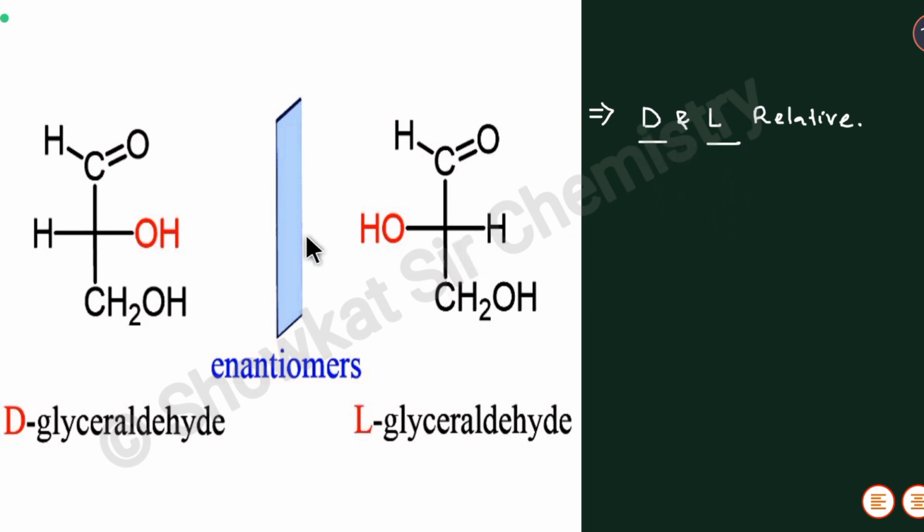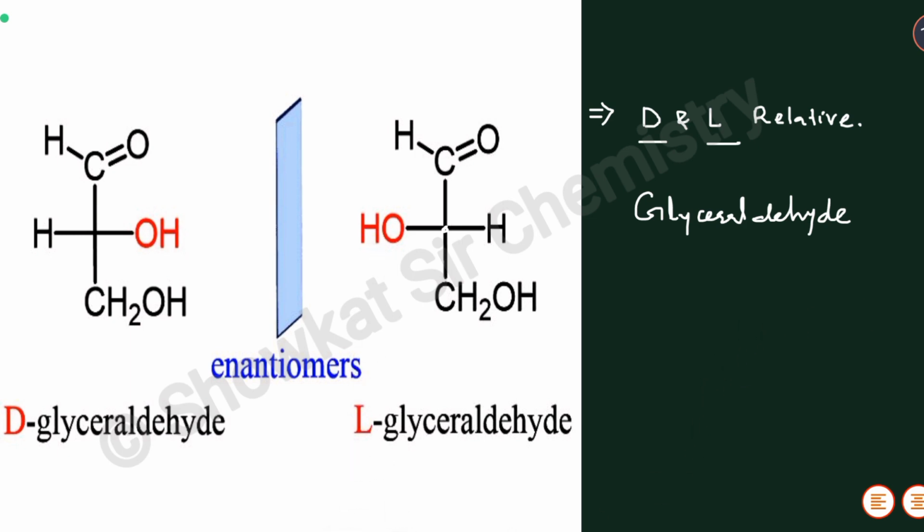So for this, Fischer has given us glyceraldehyde. This is taken as our standard. This is the standard molecule with the help of which you have to tell whether it will be your D isomer or your L isomer, right? Now in this D-glyceraldehyde, you can check what the difference is here. The OH group is on the right side, right? So that means this is your D. When OH is on the left side of this chiral carbon, this is known as L.